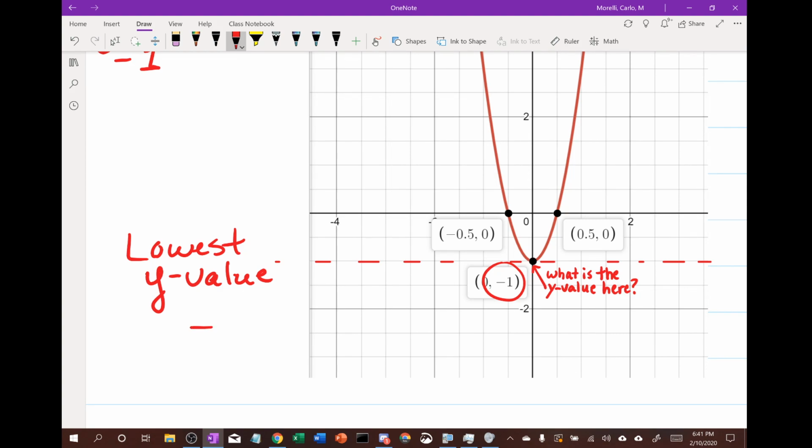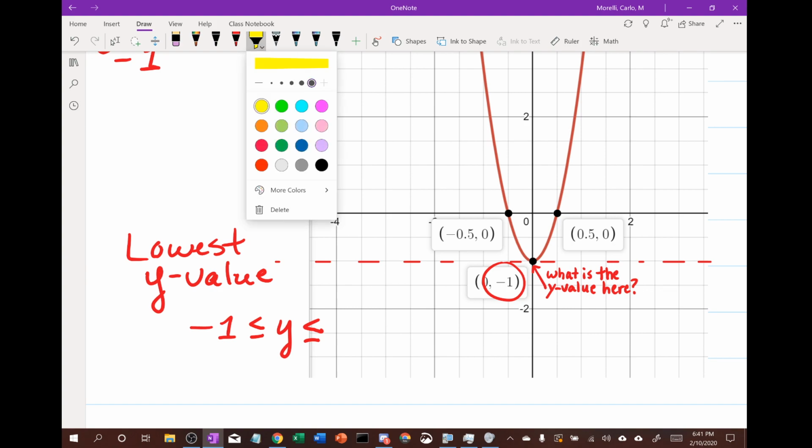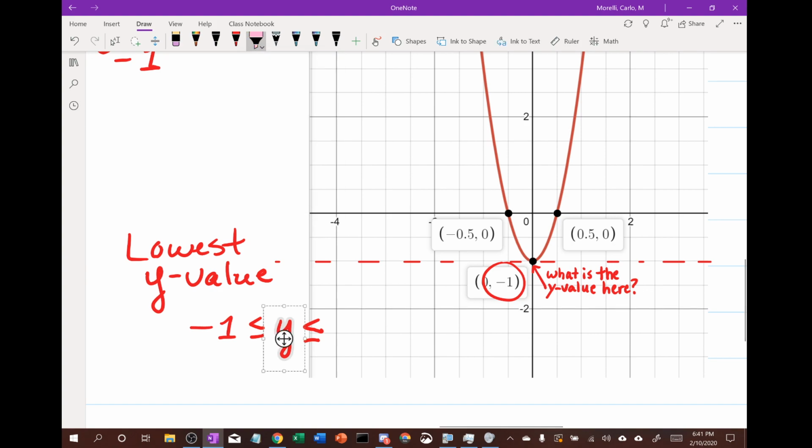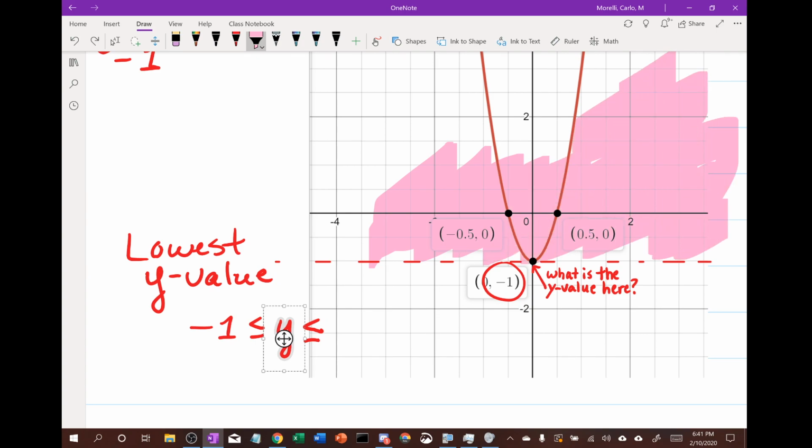So you got negative 1 less than or equal to y, less than or equal to, and then this function or this equation can be anything bigger than negative 1. It can be any y value bigger than negative 1.